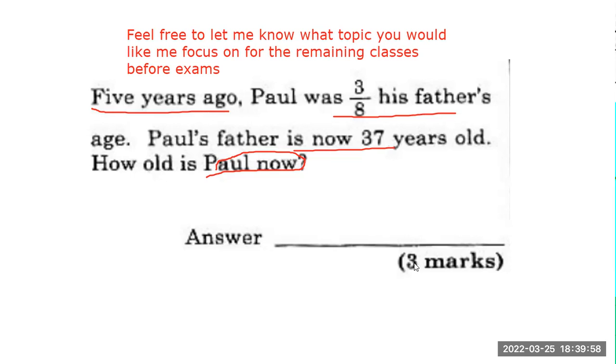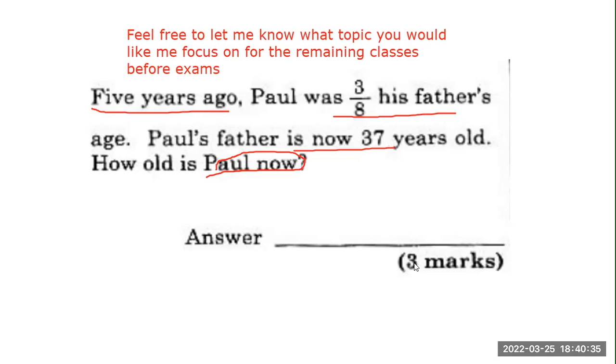Right, so that's the scenario we're given. Now we say Paul's father is now 37 years old. So currently, Paul's father is 37 years old. Right, so this would have been 5 years ago, so 5 years ago we need to subtract 5, and that would have given us 32.